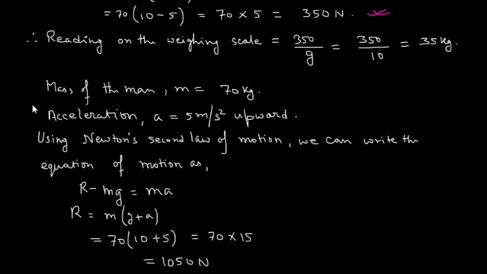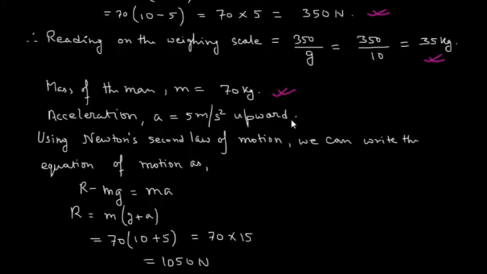Now, therefore, reading on the weighing scale is 350 upon g, which is equal to 350 by 10, that is 35 kg.